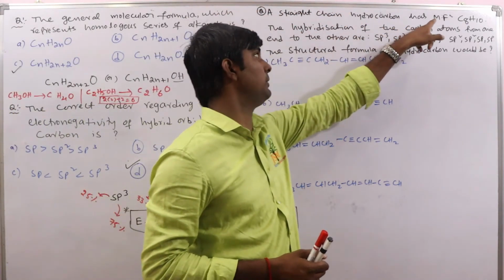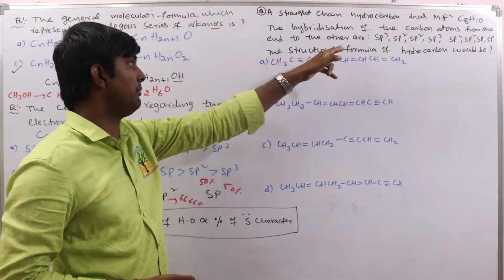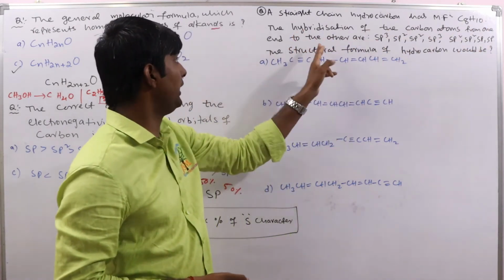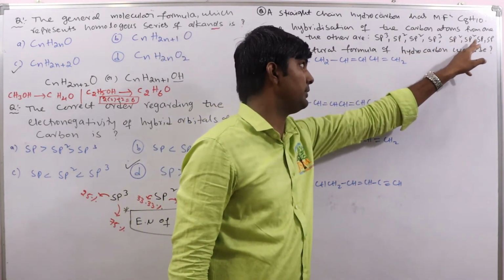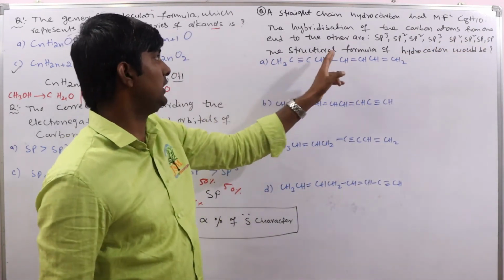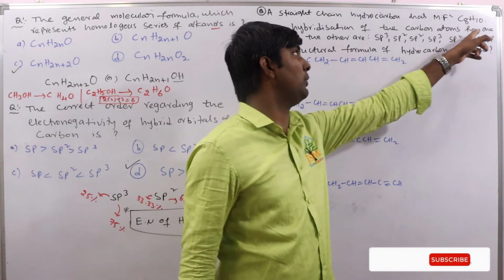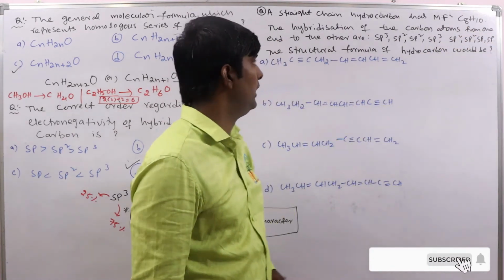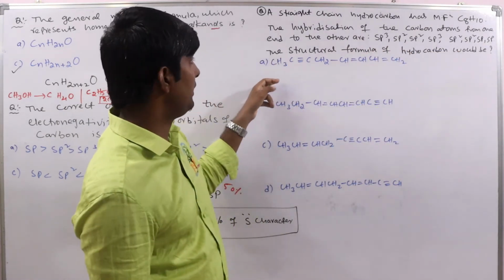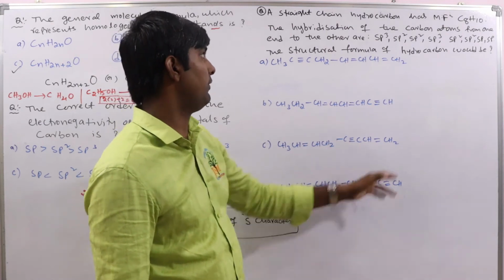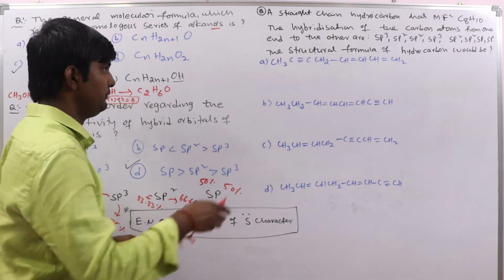a straight chain hydrocarbon has the molecular formula C8H10, and the hybridization of the carbon atoms from one end to the other is sp3, sp2, sp2, sp3, sp2, sp2, sp and sp. What would the structural formula of the hydrocarbon be? Here they have provided the molecular formula C8H10 and the hybridization of the carbons. We have to identify the correct structure for this molecular formula with these hybridizations. Let us see.